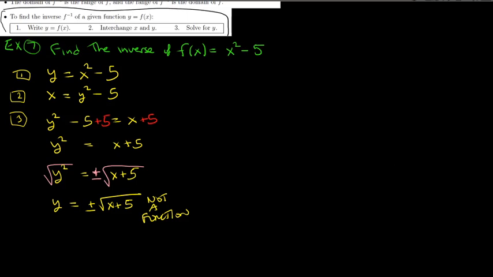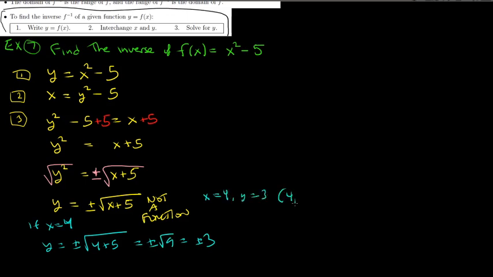So if I pick an x, and I'm just going to pick 4 for a nice number, suppose x is 4, what's y going to be? Well, it's going to be plus or minus the square root of 4 plus 5, which is 9. And the square root of 9 is 3. So I get y equals plus or minus 3. But remember, that's not a function. If x is 4 and y is 3, there wouldn't be anything wrong with that. But we also get x equals 4, y equals negative 3.